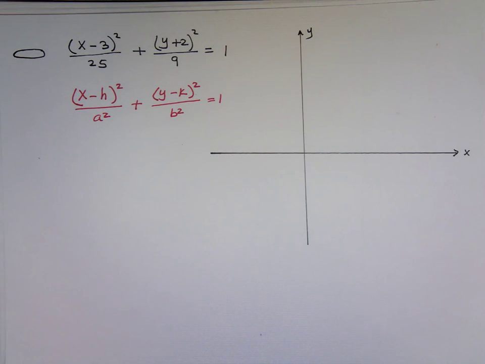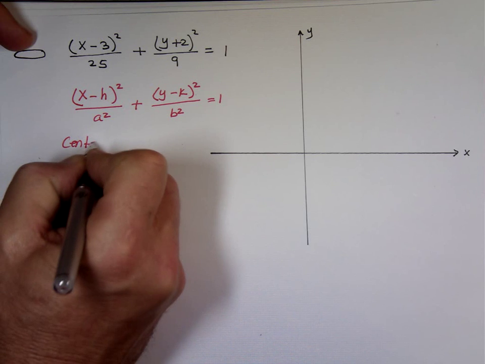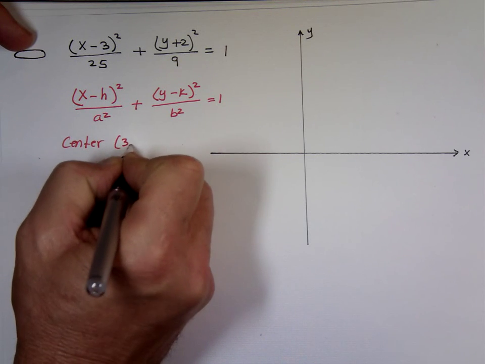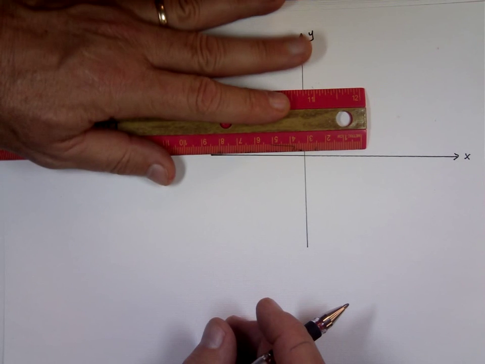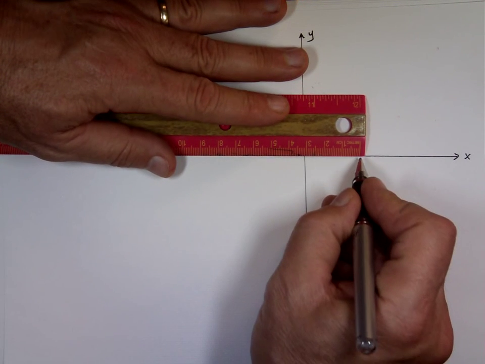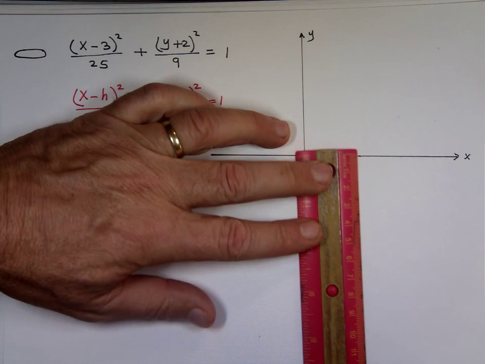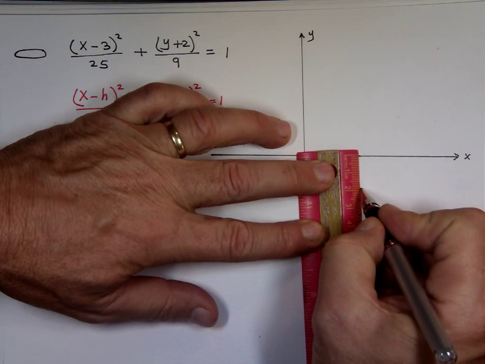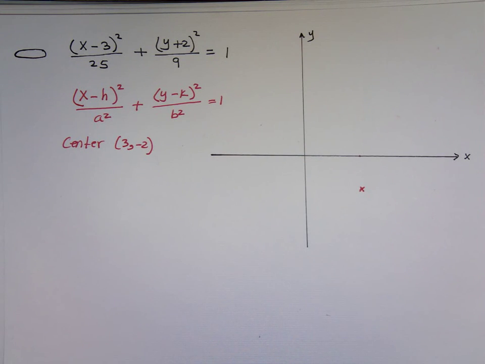Let's look at them. Do we know where the center, h and k, is? Where? 3 and negative 2. So the center of the graph is at 3 and negative 2. Let's find out where that point is. Let's go 3 to the right and 2 down. That's where the center of the ellipse is going to be: 3 comma negative 2.